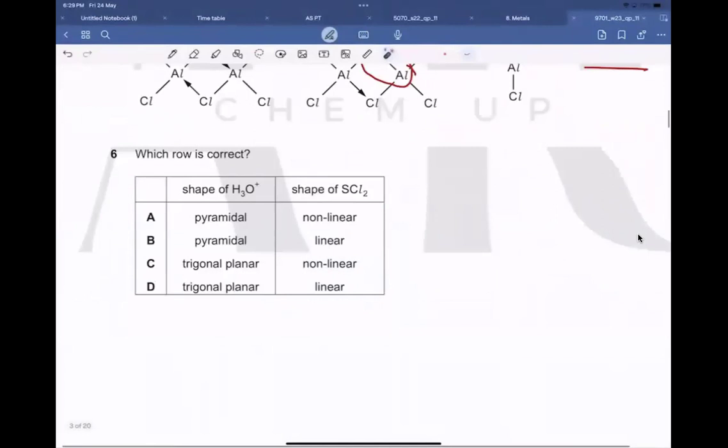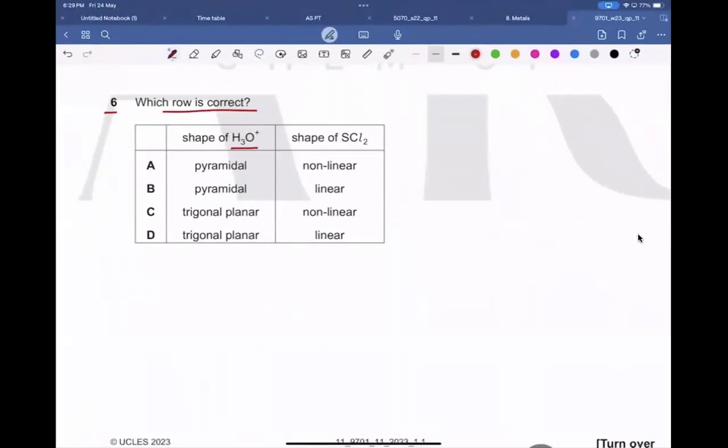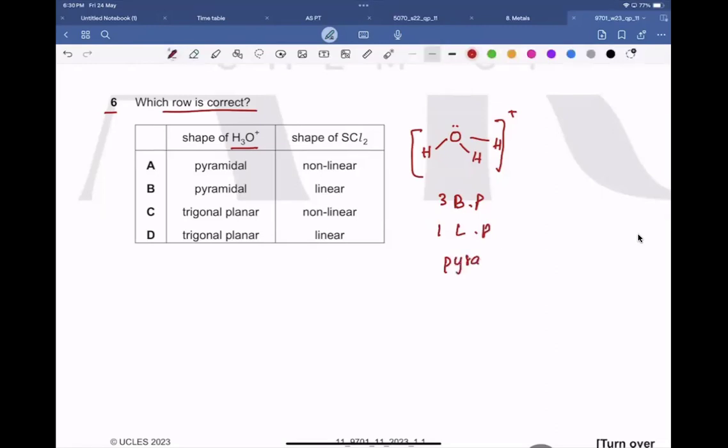Okay, now question number 6. Which row is correct? H3O positive. Okay, H3O positive, if you see oxygen with 3 hydrogens, and oxygen has 1 lone pair as well, because oxygen has 2 lone pairs when it forms a bond. So if it's this, then it means C. It has 3 bond pairs and 1 lone pair. Then its shape would be pyramidal, right? Then the shape would be pyramidal. So A and B are correct, C and D go wrong.